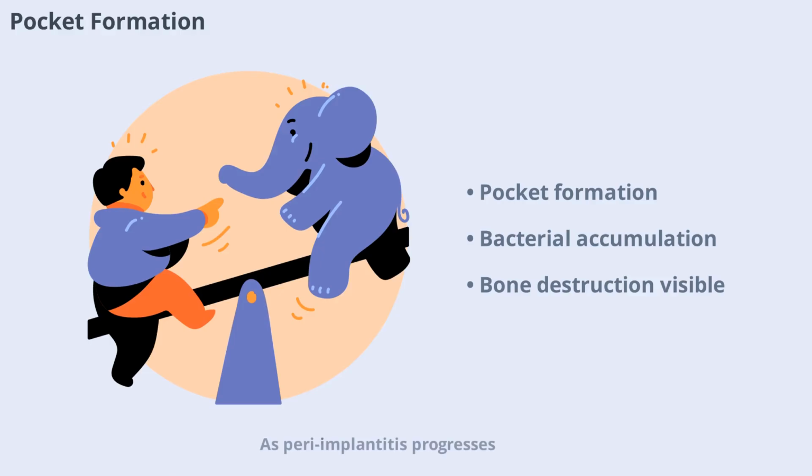As peri-implantitis progresses, pockets form between the gum and the implant. These pockets are spaces where bacteria can accumulate, making the condition worse. Dentists measure these pockets during exams, and deeper pockets are associated with more severe disease. Radiographs often reveal bone destruction in these areas, confirming the diagnosis.